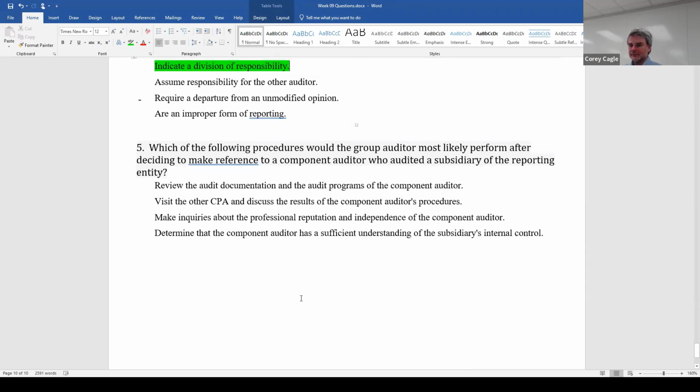Number 5. Which of the following procedures would the group auditor most likely perform after deciding to make reference to a component auditor who audited a subsidiary? Would we review the audit documentation and the audit programs of the component auditor? We wouldn't have to do that. You know, we have division of responsibility here, so we don't have to go so far as to do all of that, right? That's what we would do if we were not referencing them, and it was material, we'd want to do some additional work, right?